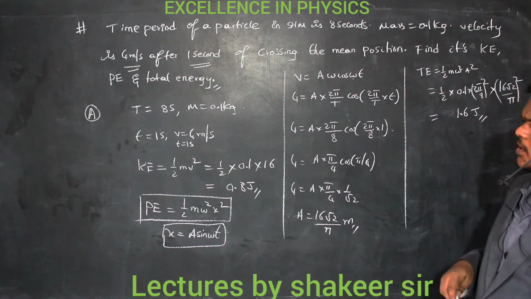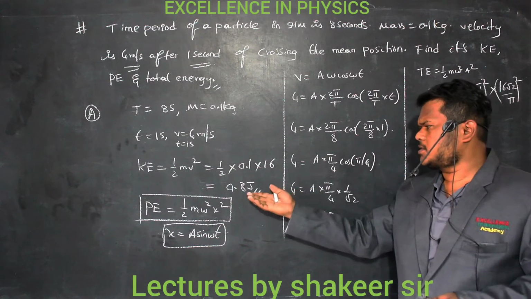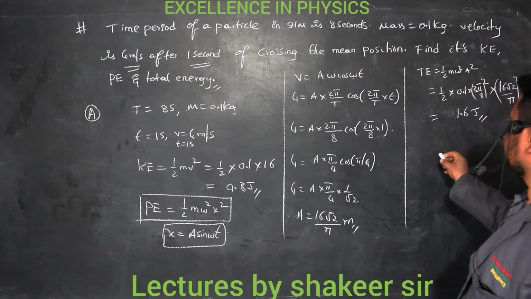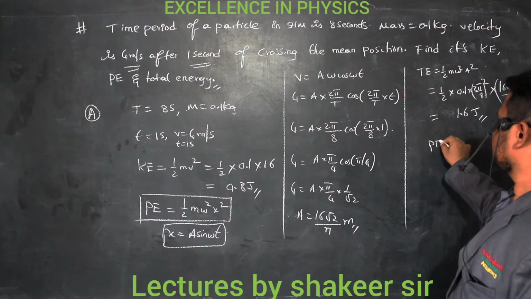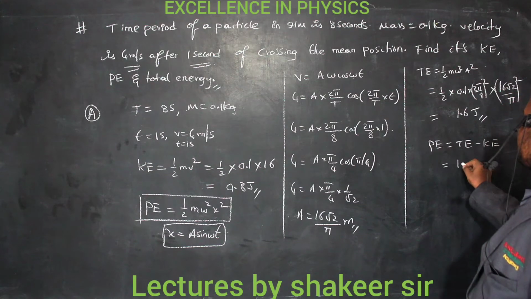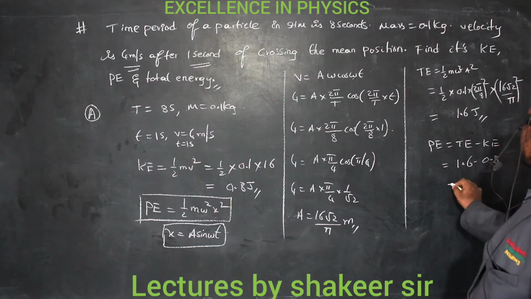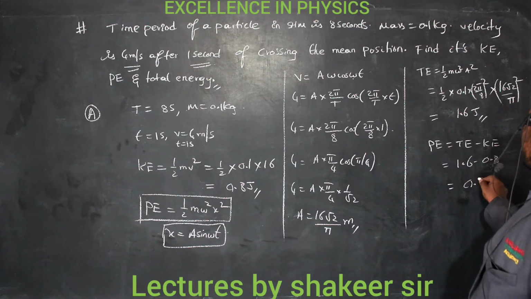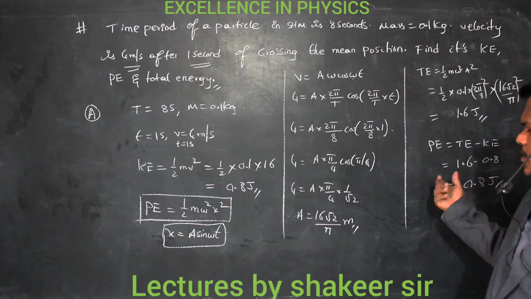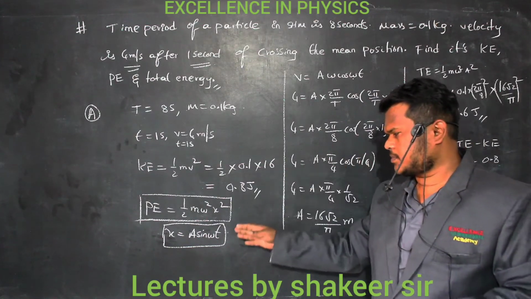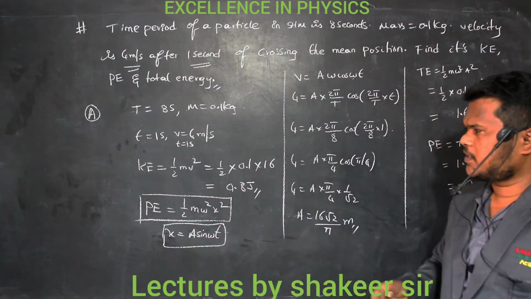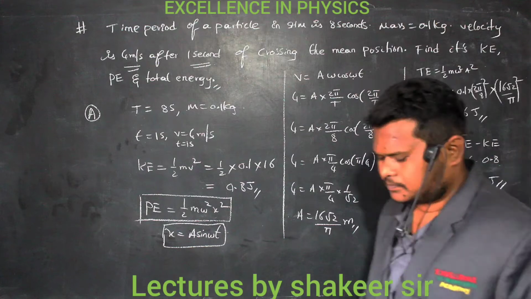Once I get total energy, from total energy you subtract the kinetic energy, then the remaining energy is potential energy only, no? So potential energy is equal to total energy minus kinetic energy. Total energy is 1.6, kinetic energy is 0.8. So potential energy is 0.8 joules. This is our answer. So in this method also we can do it, and this is a bit easier method. Otherwise you can substitute the a value, calculate x value, then substitute in potential energy. In this method also we can calculate the potential energy.